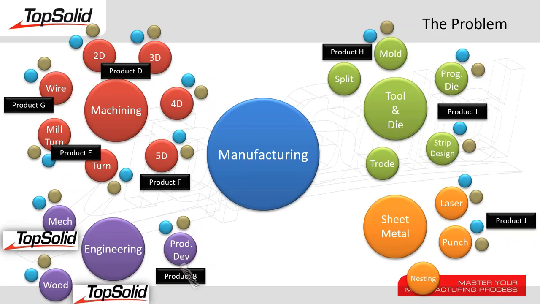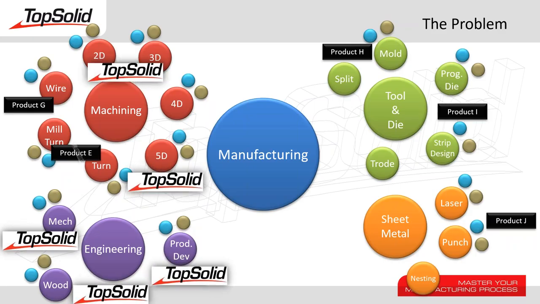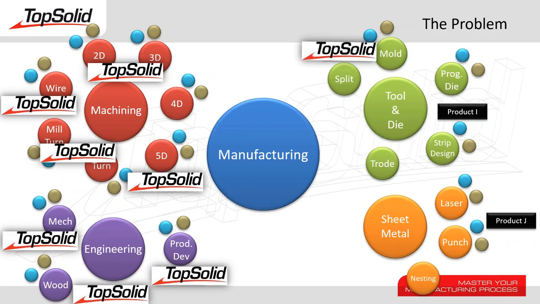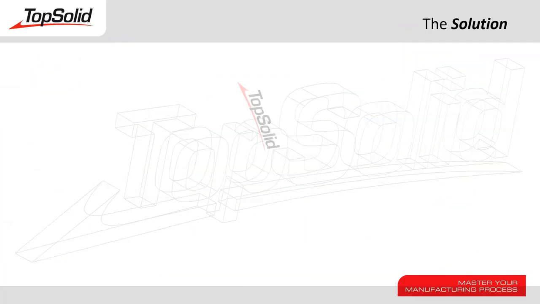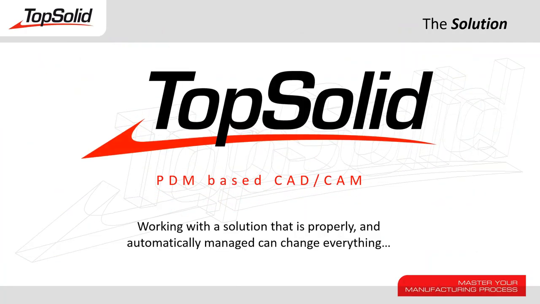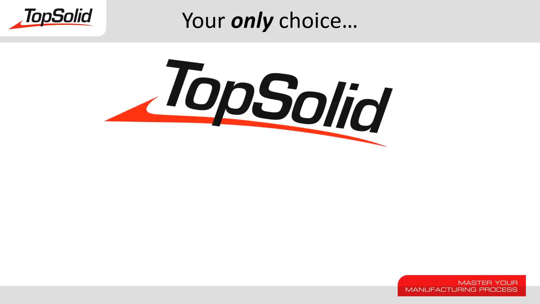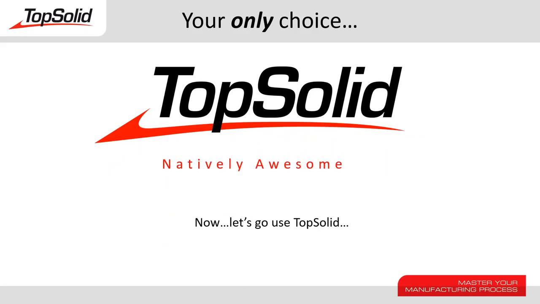And that solution is, of course, TopSolid. TopSolid was written from the ground up to be a manufacturing solution. So in the case where you're using four or five different products to get your manufacturing process complete and spending a lot of money maintaining and training on multiple platforms, you could be saving money by using a single platform, and that is the TopSolid platform. Remember, TopSolid is a PDM-based CAD/CAM solution. Working with a solution that is properly and automatically managed can change everything from your bottom line through your manufacturing process. Okay, so that's my little portion of my PowerPoint.